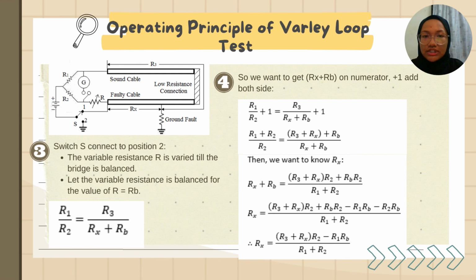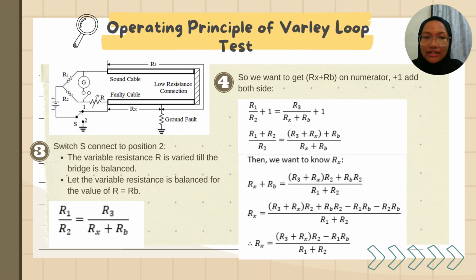After that, switch S is connected to position 2. So the variable resistance R is varied till the bridge is balanced. Let the variable resistance be balanced for the value R equal to RB. For position 1, we assumed R is equal to RA. And now for position 2, we assume that R is equal to RB.